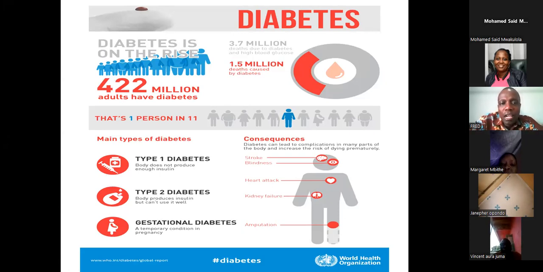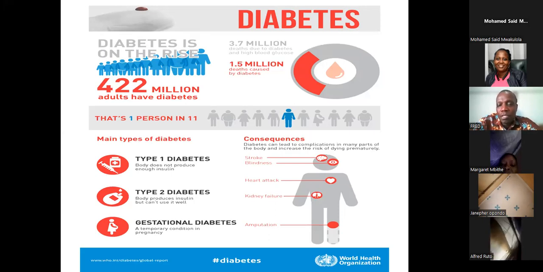422 million adults have diabetes. That's 1 person in 11. That's a very high statistic. And the main types of diabetes have been listed there: type 1 diabetes, type 2, and gestational diabetes. Now, 1.5 million deaths are caused by diabetes all over the world. These are WHO statistics. And there we can also see the consequences of diabetes in the body.